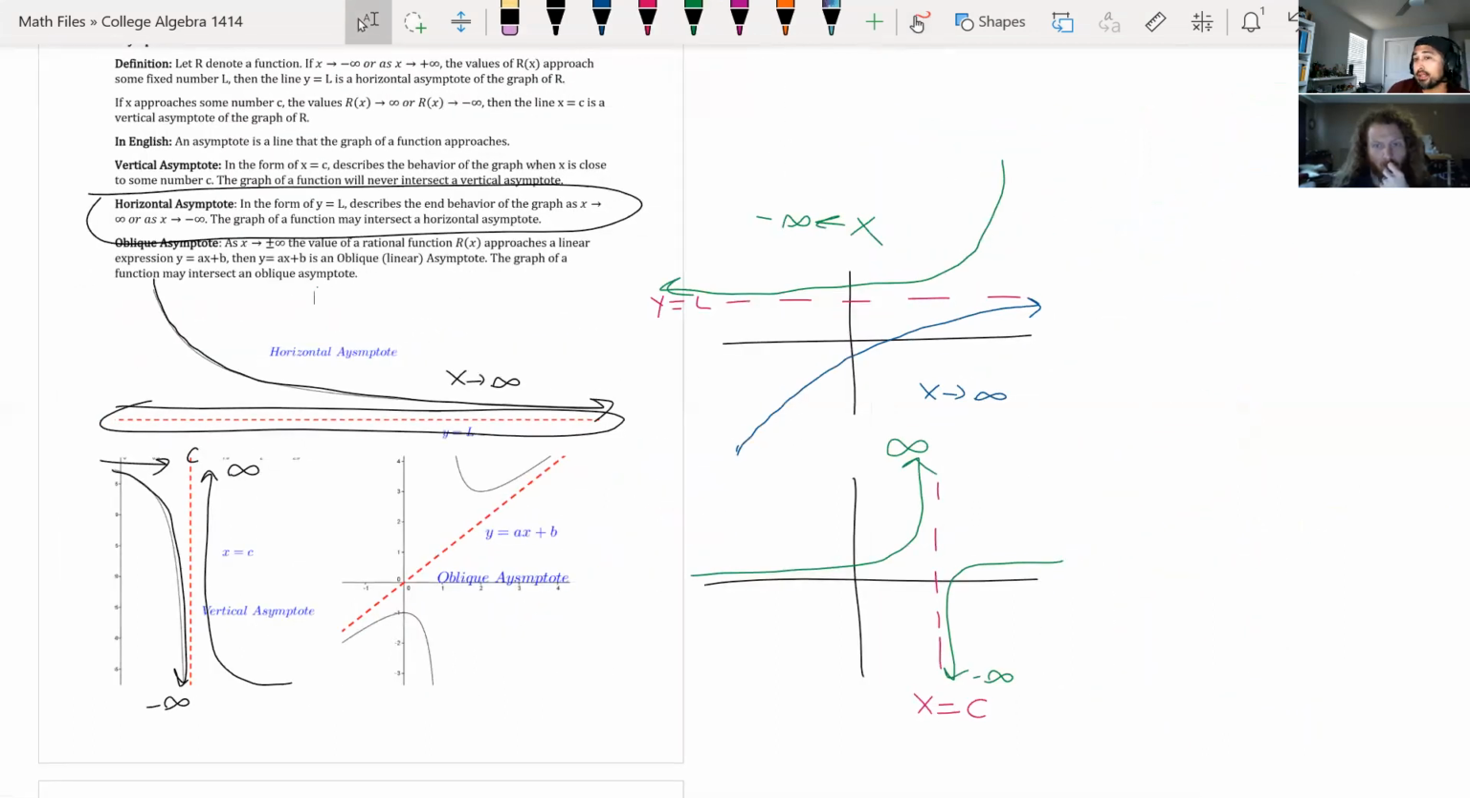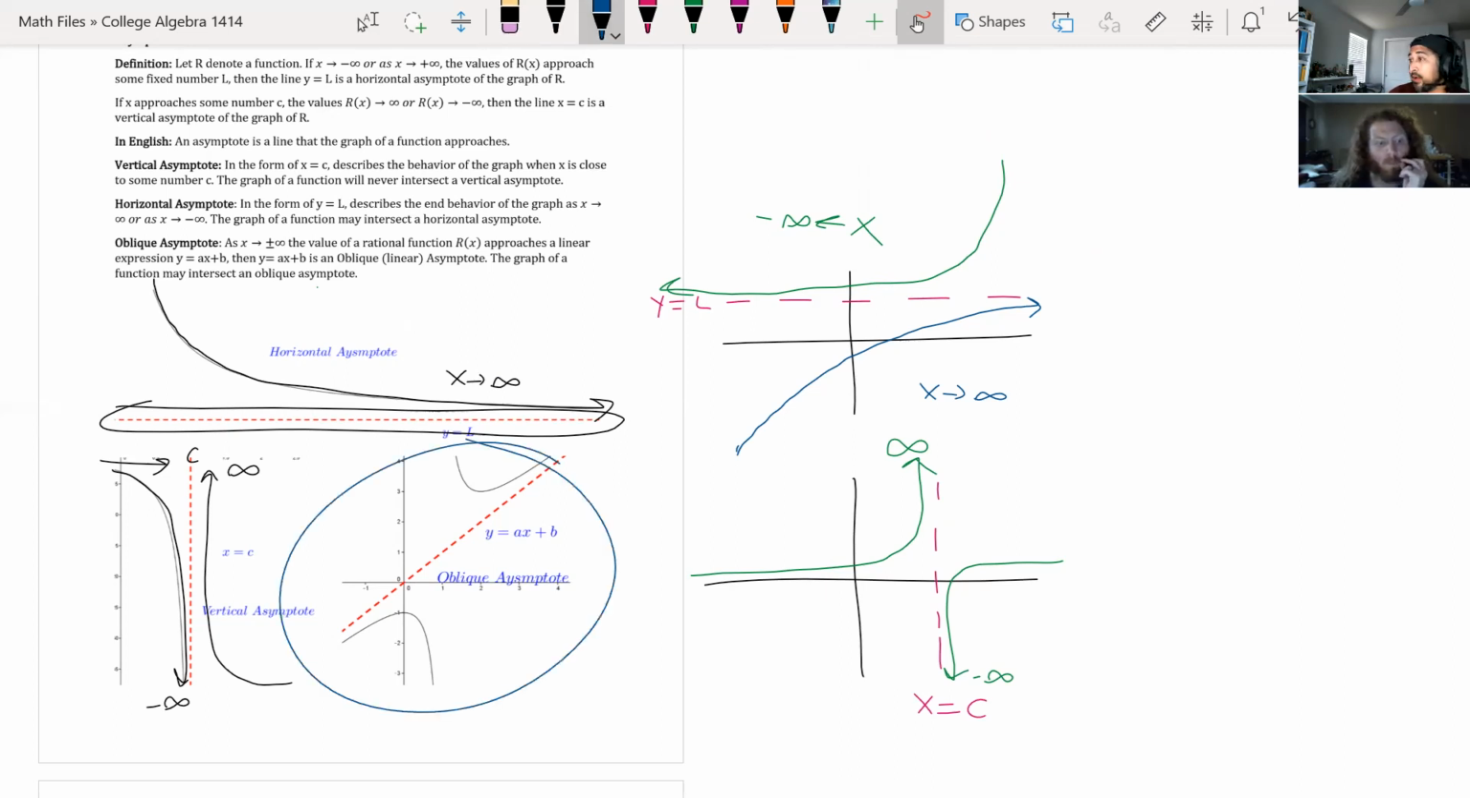And then one of the last asymptotes is called an oblique asymptote. And this says that as x approaches positive or negative infinity, the value of a rational function, the y values, will approach a linear expression in the form of y equals ax plus b or y equals mx plus b. And this line is called a linear or oblique asymptote. And the graph of a function may intersect an oblique asymptote.